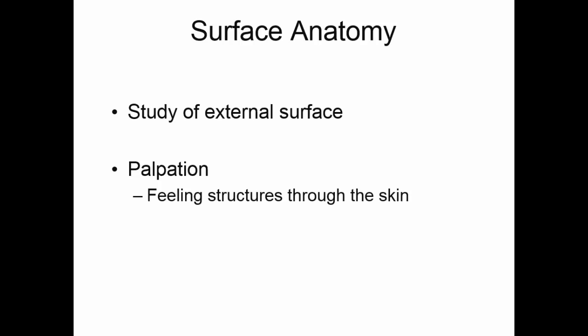There are a few places on the surface of the body that can help us find things that are deeper in the body. Surface anatomy is the study of the external surface of the body. Palpation is feeling structures through the skin, and auscultation is listening to things using a stethoscope or even just putting your ear over a spot. If you know the right places, you can tell a lot about what's going on inside the body without ever really going inside the body.